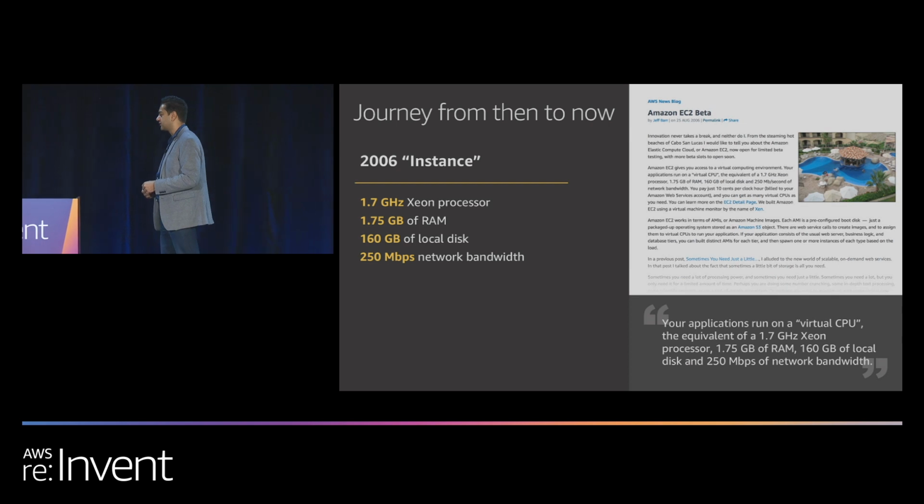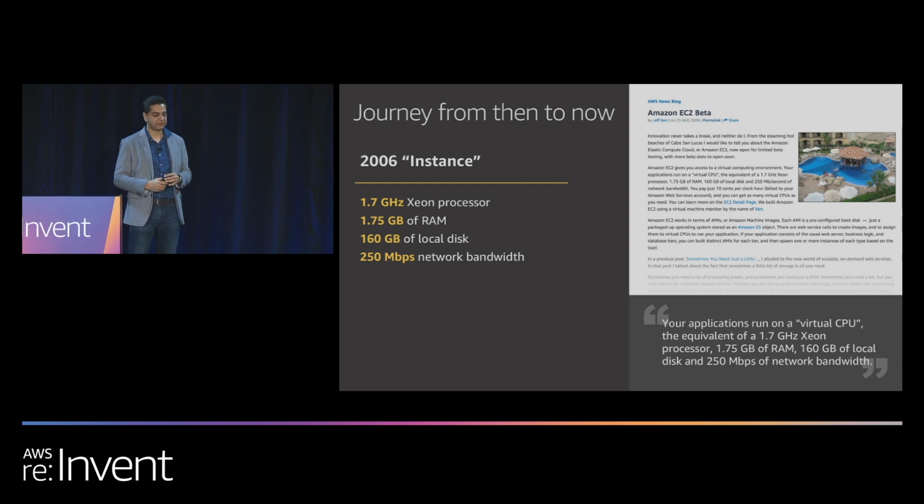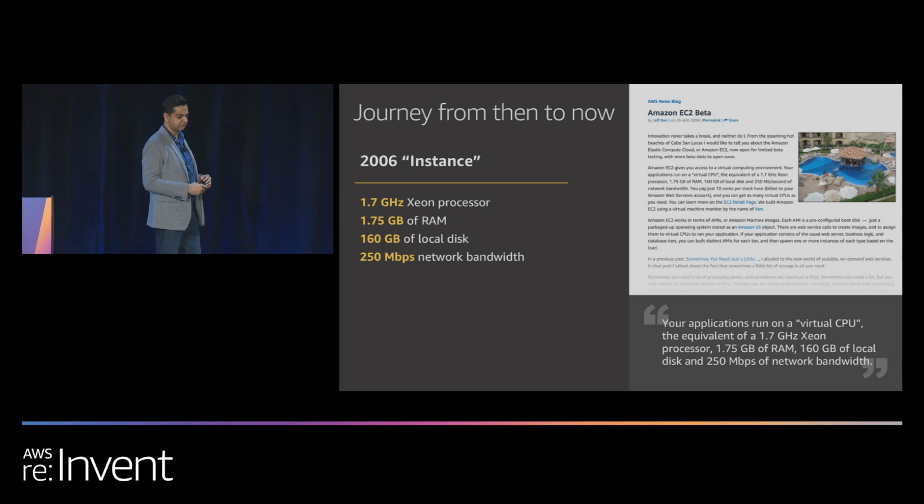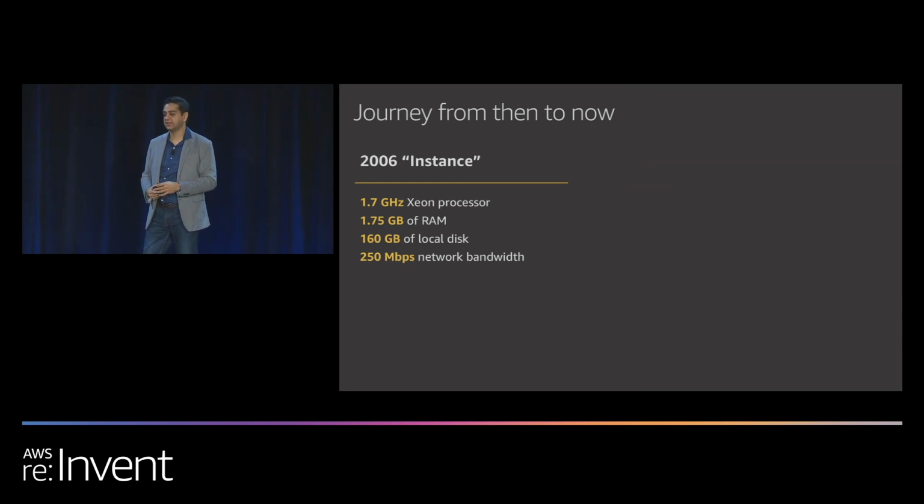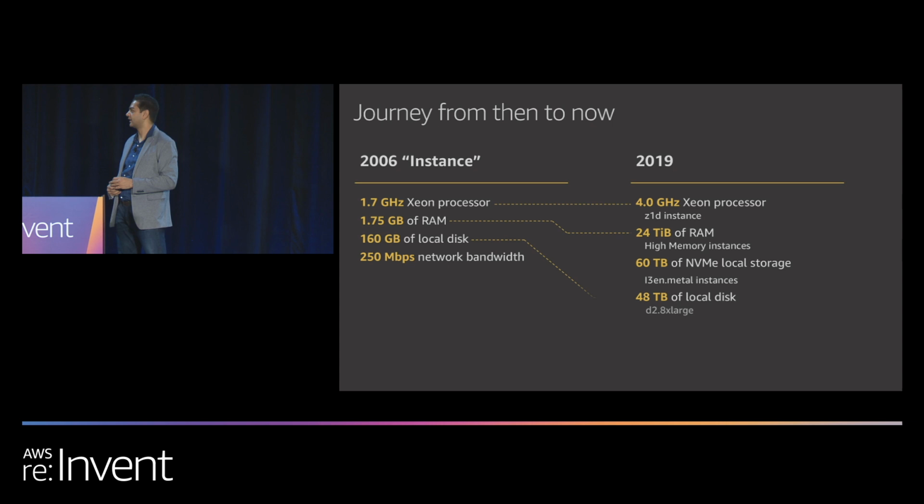Again, going back to 2006, the M1 instance, like I talked about: 1.7 gigahertz, 1.75 gigabytes of RAM, some local storage, 250 megabits of networking bandwidth, and this was launched by a blog post from Jeff Barr. And since then, our portfolio has evolved very, very dramatically.